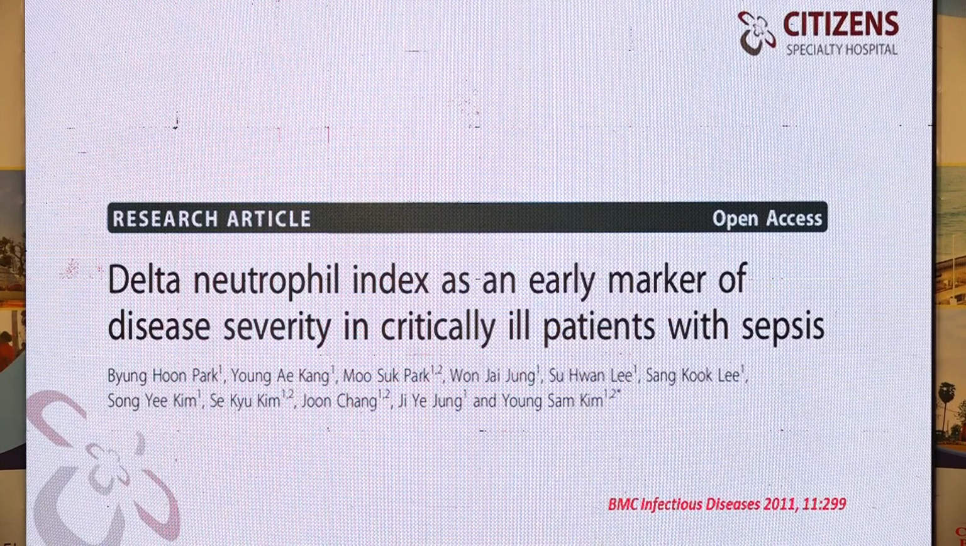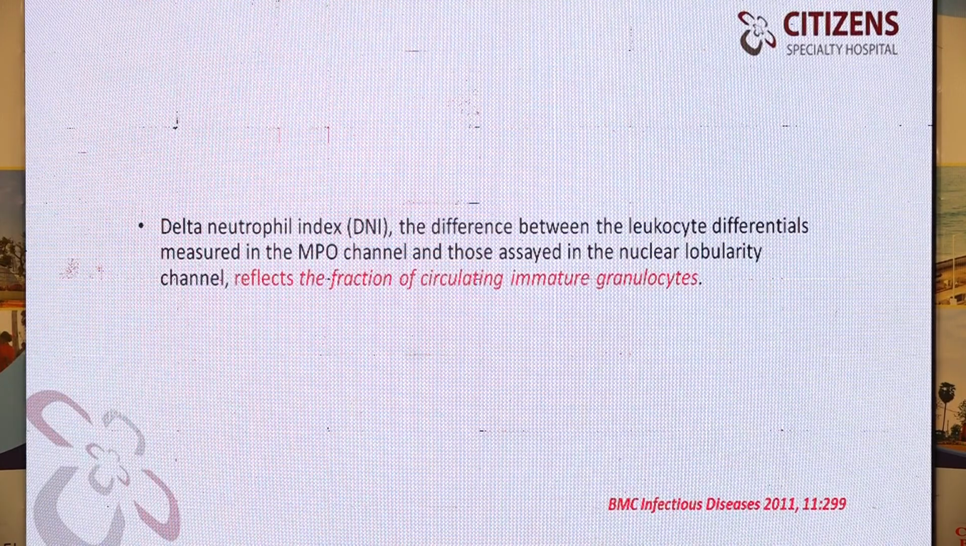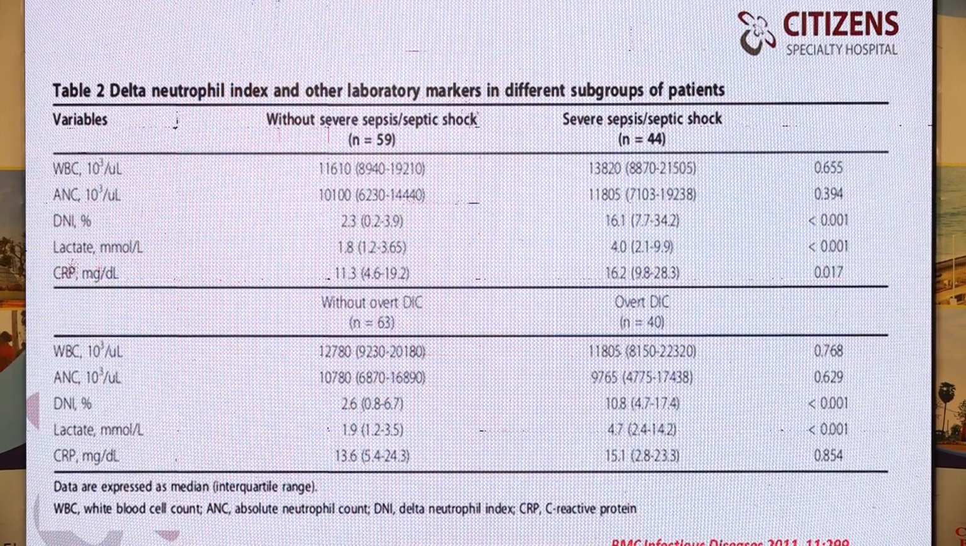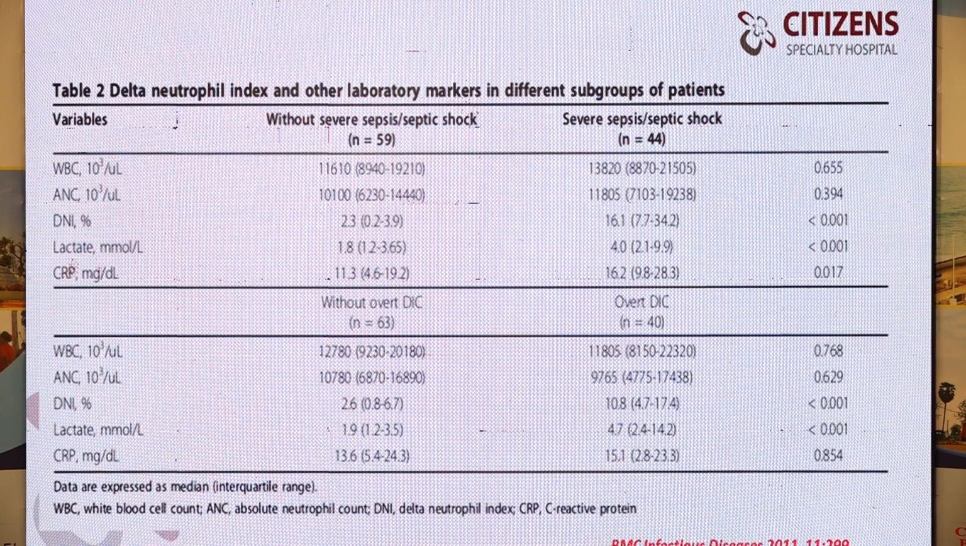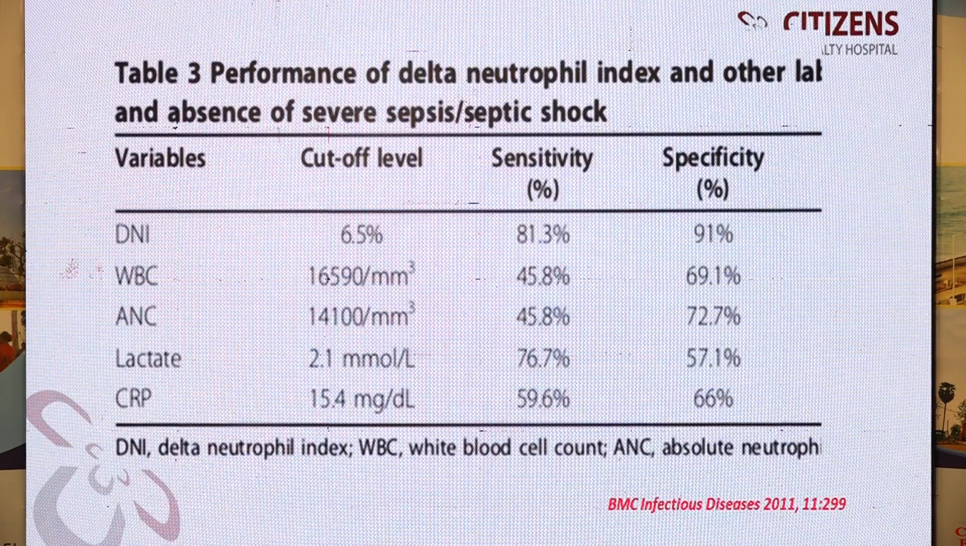Similarly, the delta neutrophil index, measured by a different type of machine, also measures the immature granulocytes. Here they looked at patients with sepsis, septic shock, and DIC or without DIC. They compared the WBC, neutrophil count, delta neutrophil index, lactate, and CRP. With sepsis and septic shock, the three parameters that showed significance are delta neutrophil index, lactate, and CRP. When comparing with or without DIC, they found only two factors: delta neutrophil index and lactate. So the delta neutrophil index is a good indicator in diagnosing sepsis and also in the prognostication of these patients.